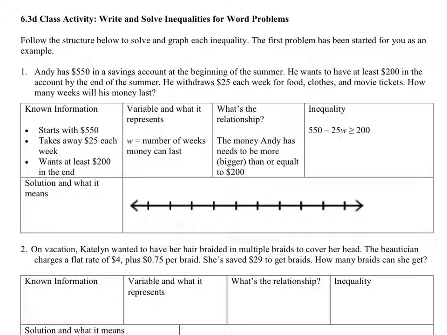And so if we said W is the number of weeks the money can last, then the money Andy has needs to be bigger than or equal to the $200. So that's how we came up with this inequality here on the right. So all we need to do is solve that inequality.